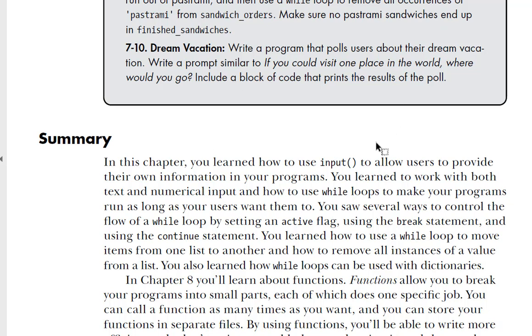So much like our mountain poll, prompt them for their name, prompt them for where they would like to go, store that in a dictionary, and print out the results. Make sure you're prompting them if they want to enter in another response as well. So 2 labs for this chapter, 7-5 and 7-10.